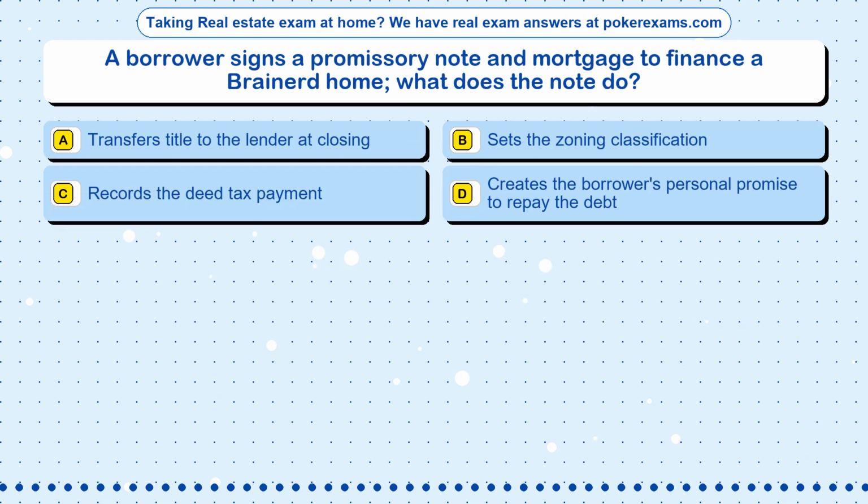Question 16. A borrower signs a promissory note and mortgage to finance a Brainerd home. What does the note do? Option A. Transfers title to the lender at closing. Option B. Sets the zoning classification. Option C. Records the deed tax payment. Option D. Creates the borrower's personal promise to repay the debt.